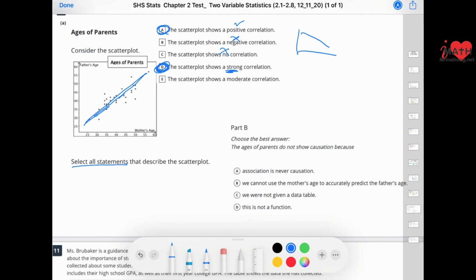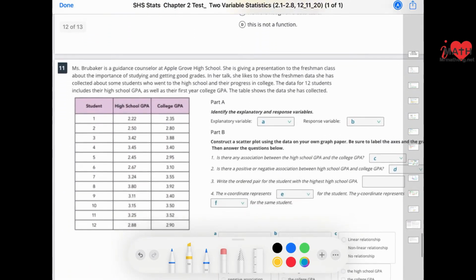B, the ages of parents do not show causation. I'm going to circle that one, because association is never causation. We can say that there's a strong relationship. We can say it's positive or negative, right? We can use our SUDs. It says choose the best answer there. So 10B, the answer is A. Question number 11.